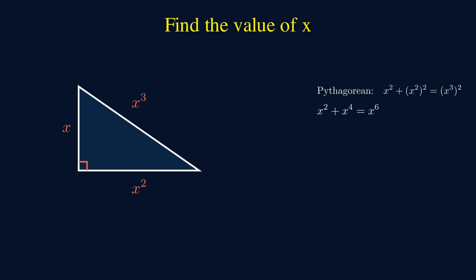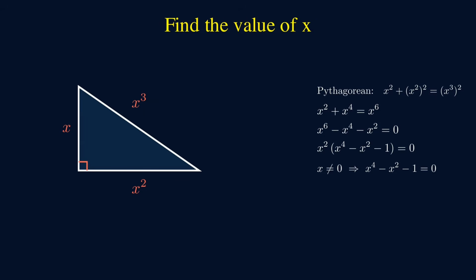Now let's bring everything to one side so we can solve it. That gives us x to the sixth minus x to the fourth minus x squared equals 0. At this point, we can factor out x squared from everything. So we're left with x squared times the quantity x to the fourth minus x squared minus 1 equals 0.